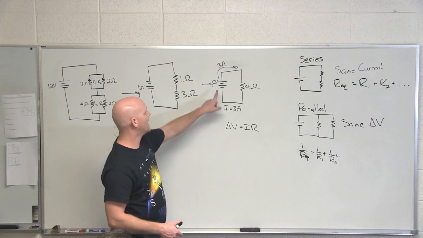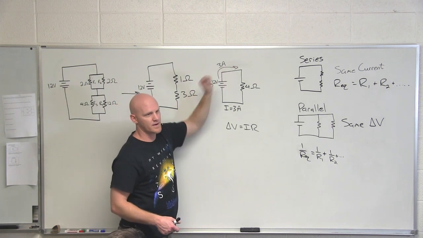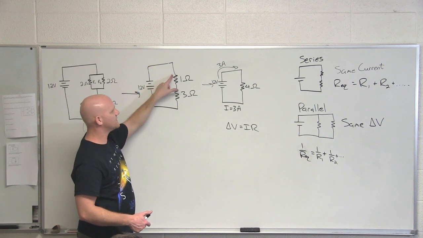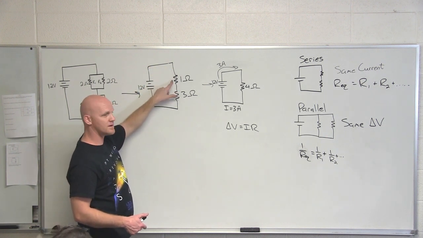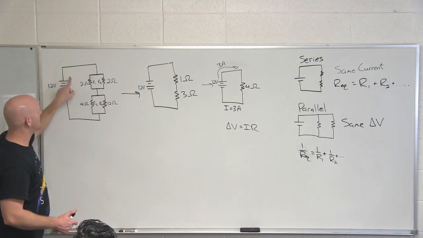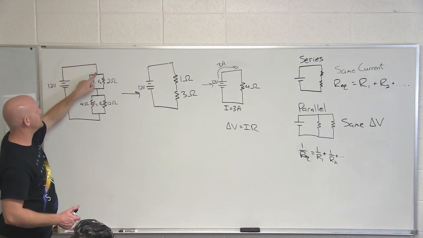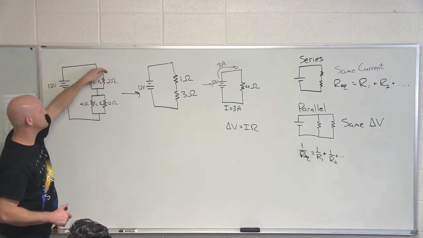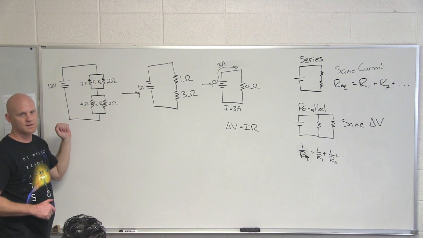Same thing here. I've got 3 amps of current leaving my battery. If we go back to this diagram, I've got 3 amps of current leaving my battery. It flows through here and it flows through here. But now I go back to this diagram. I've got 3 amps of current flowing through my battery. It hits this junction, and part of it flows through this side, and part of it flows through this side.